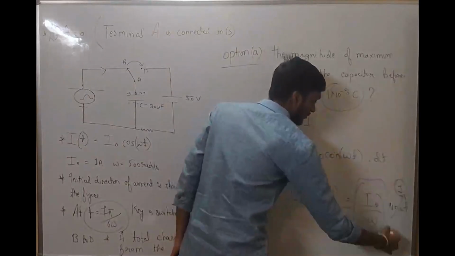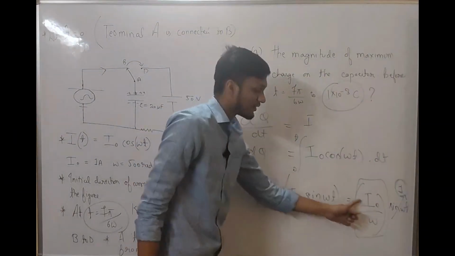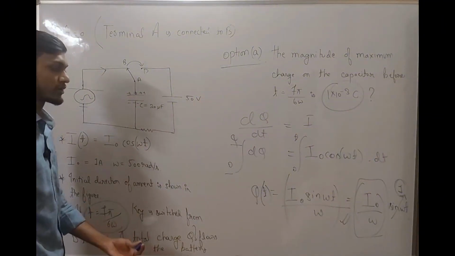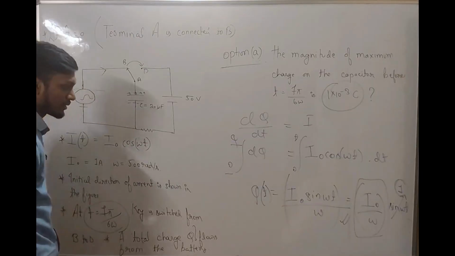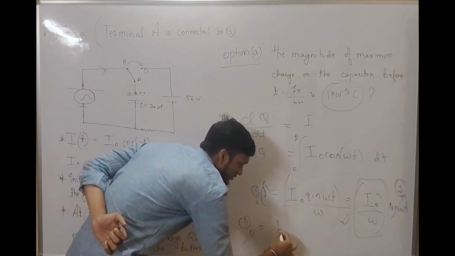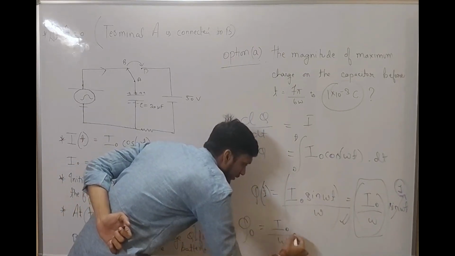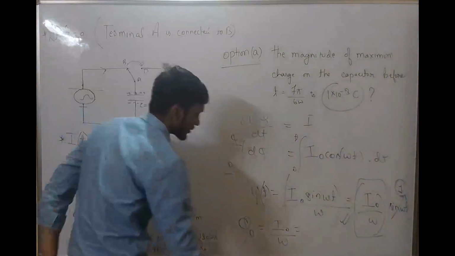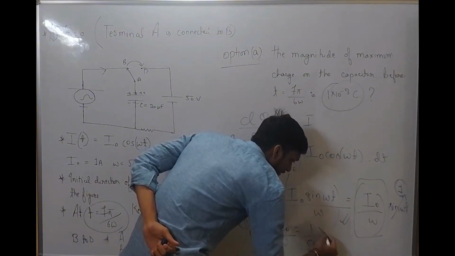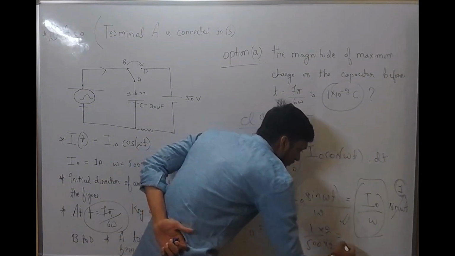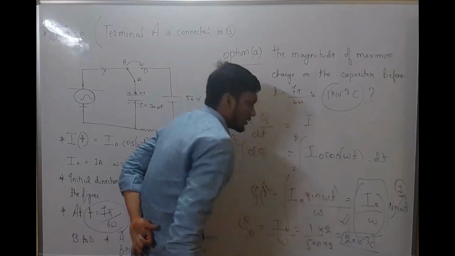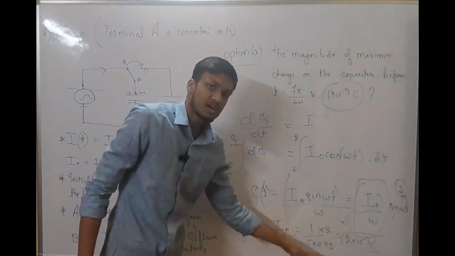So this is what is asked to us in the question. Let's put the values there and check if it is equal to 1 into 10 to the power minus 3 coulomb or not. First of all, I naught is given to us as 1 ampere. So Q naught, that is the maximum value of the charge, can be written as I naught by omega. I naught is 1 ampere and omega is 500 radian per second. Multiplying the denominator and the numerator with 2, we get 2 into 10 to the power minus 3 coulomb. So this is the maximum charge that is stored in the circuit.